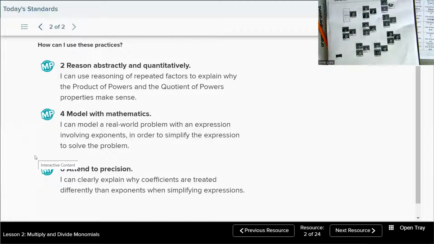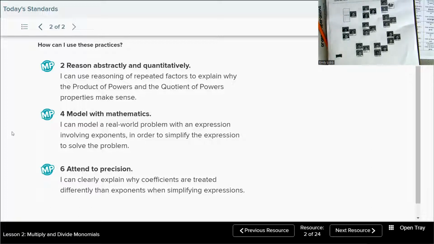Model with mathematics. I can model a real world problem with an expression involving exponents in order to simplify the expression to solve the problem. Well, there's a lot more big words too, right? So we're going to break all that up. And we have to attend to precision. I can clearly explain why coefficients are treated differently than exponents when simplifying expressions. So we're going to have exponents and we're going to have coefficients.